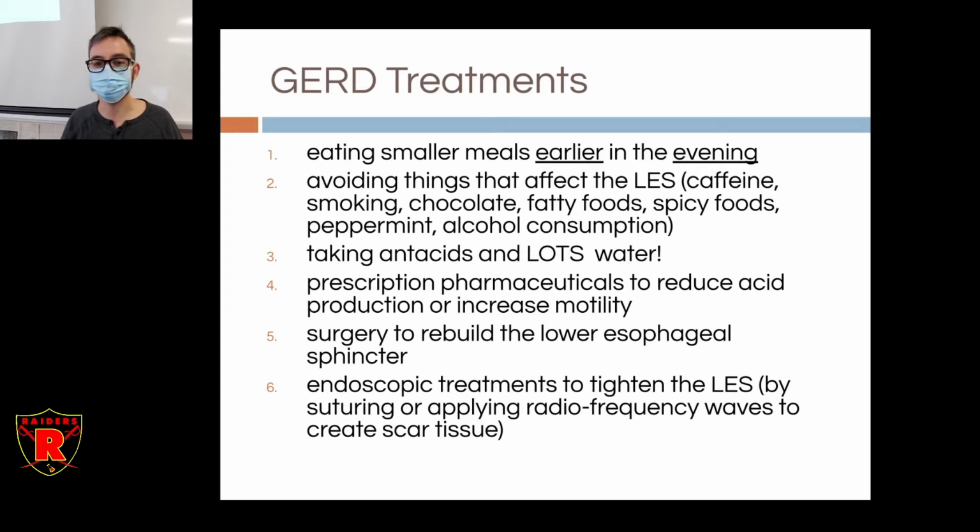Anyway, the symptom of this is heartburn, a burning sensation that you feel in your chest, which is quite uncomfortable.